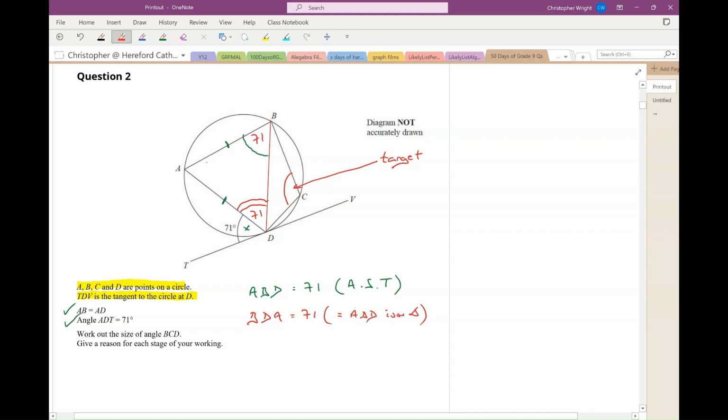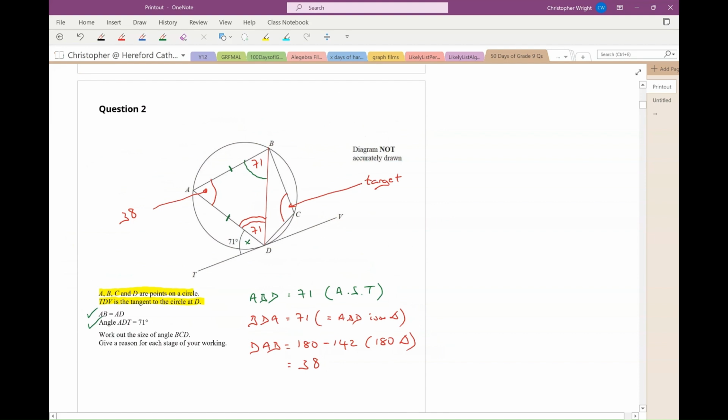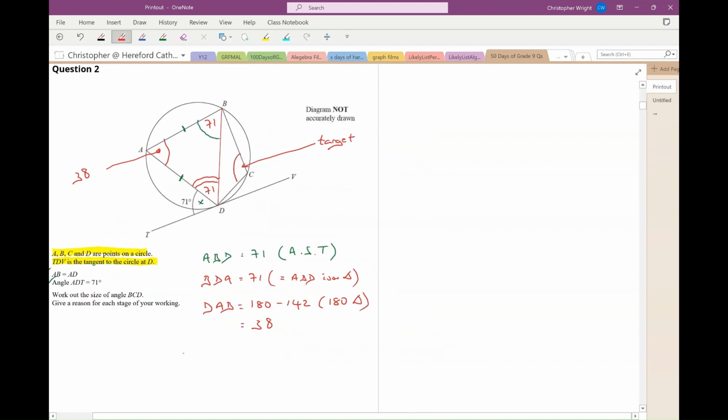Now, I can work out this top angle now. That angle there, can't I? Because that's angle DAB. That's going to be 180 minus the 71 minus the 71, because there are 180 degrees in a triangle. So that gives me 38 for that. And now I think I can find my target angle, which is BCD, because I've got 38 here and my target angle, and I know that opposite angles in a cyclic quadrilateral add to 180. So it's going to be 180 minus 38, 142.